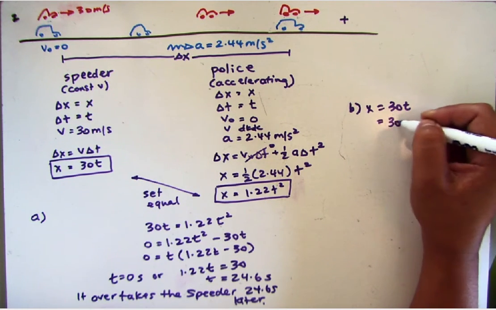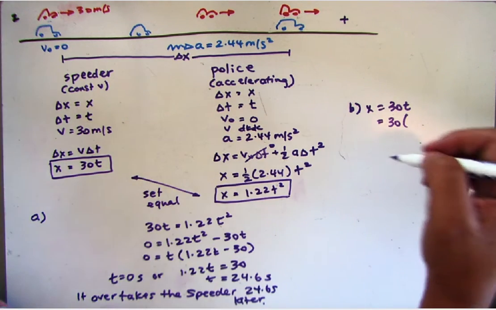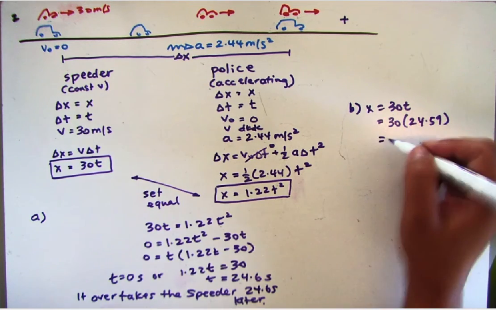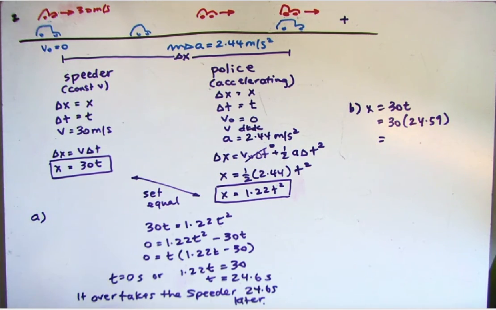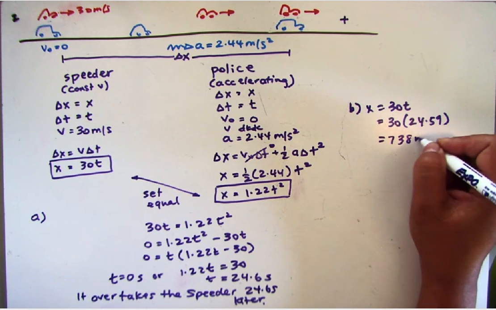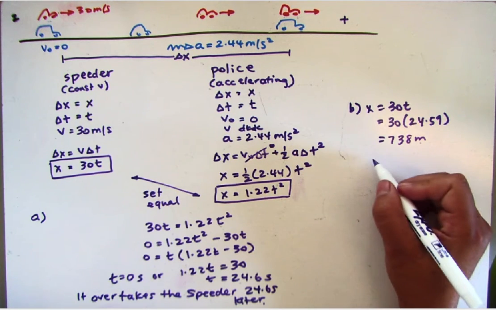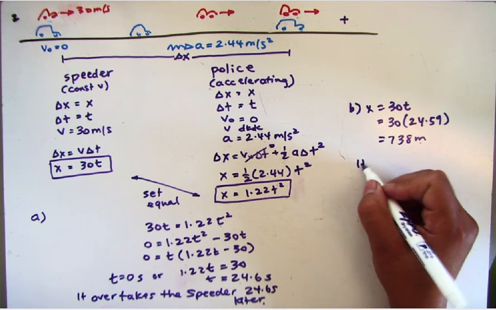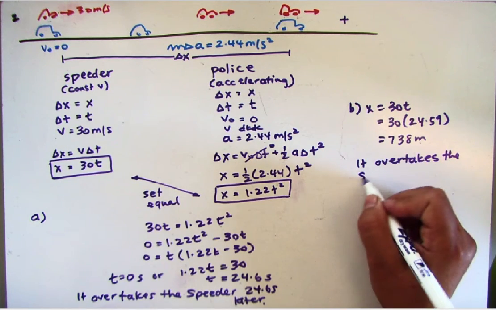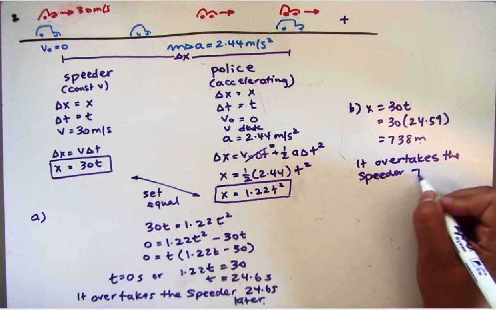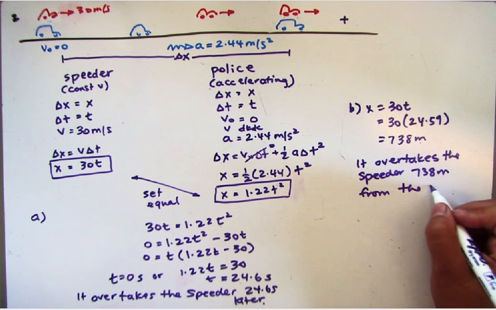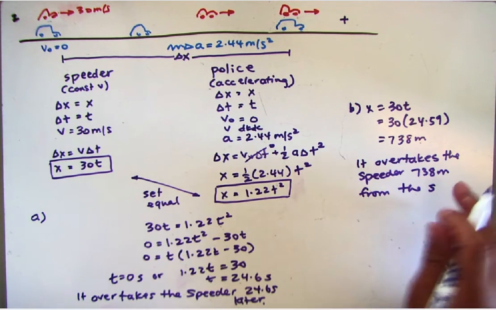So we're just going to set 30 times, and I'm going to use my unrounded number, 24.59, and when I do that, I get 738 meters, so almost 3/4 of a kilometer away. It overtakes the speeder 738 meters from the beginning, or from the initial spot.